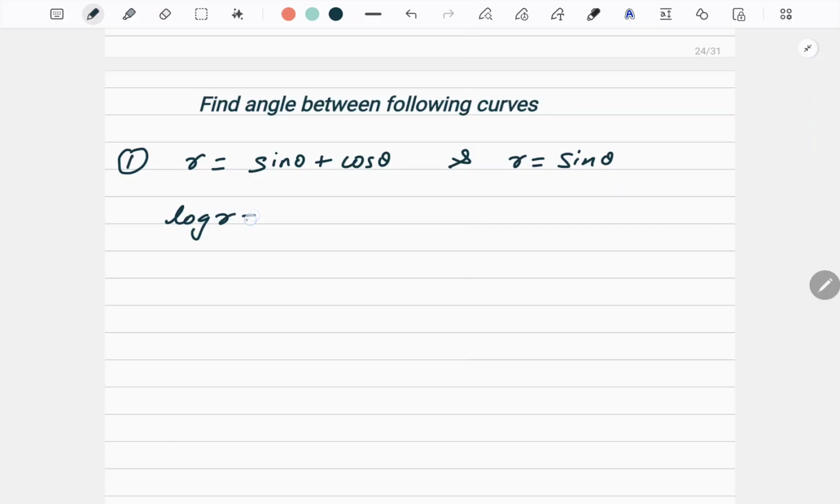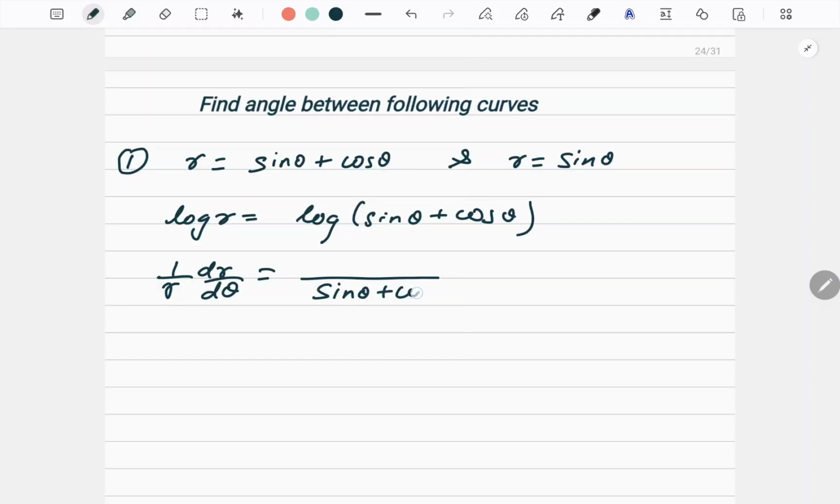Take log. So log r is equal to log of sine theta plus cos theta. Remember, I can't write it as log of sine theta plus log of cos theta. Differentiate: 1 by r dr by d theta is equal to 1 upon sine theta plus cos theta. Differentiation of log, go inside the bracket. Differentiation of sine theta is cos theta. Differentiation of cos theta is minus sine theta. If you remember properly, in this question we divided numerator and denominator by cos theta, so 1 minus tan theta upon 1 plus tan theta.